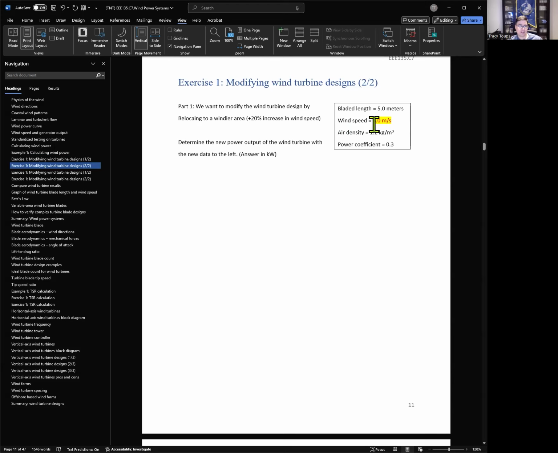Then do a second one where we go back to 5 meters, but install it in a different location where we get a 20% increase in wind speed. So instead of 5 meters per second, it's 6 now. I want to see what makes a bigger impact. Does more wind speed make a bigger impact, or does a bigger blade make a bigger impact? We'll do some compare and contrast when we come back.